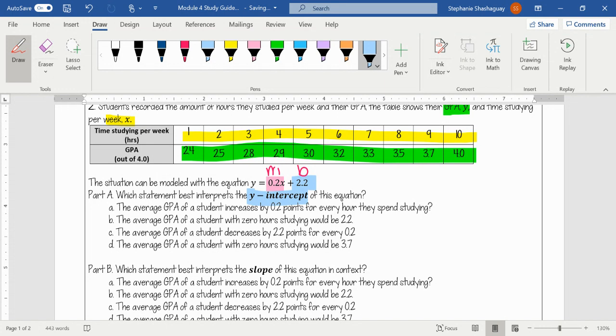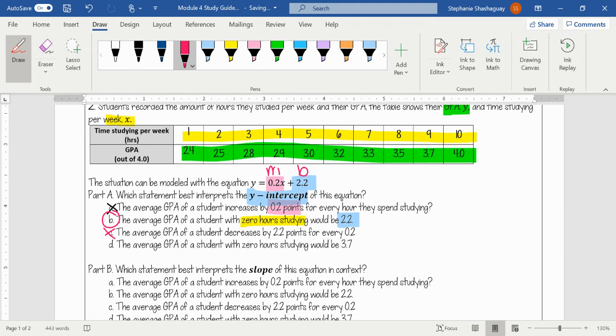The average GPA of a student increases by 0.2 points for every hour they spend studying. Well, the 0.2 is talking about the slope, so that is not the correct answer here. The average GPA of a student with 0 hours studying would be 2.2. Well, we know that 0 hours studying is our x is equal to 0, and the 2.2 is our y-intercept. So far, that makes sense. The average GPA of a student decreases by 2.2 points for every 0.2. No, that's not what's happening. That would not be logical.